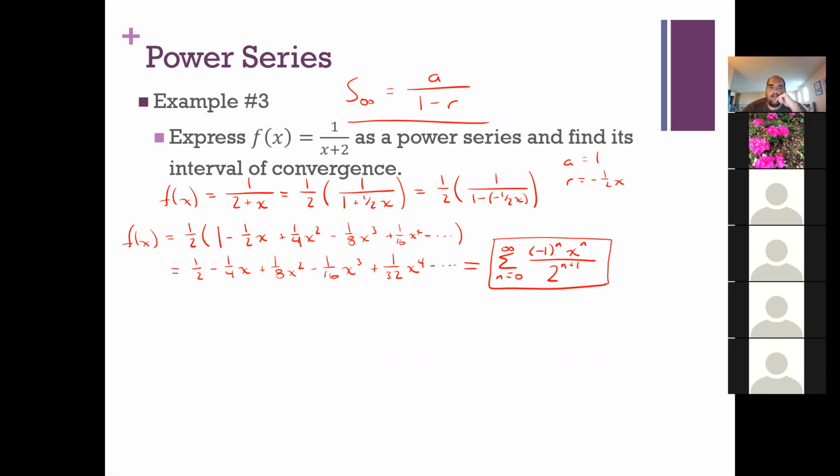All right, so from here I got my power series, so let's use the ratio test to find that interval of convergence, or at least to start finding it. So let's look at this limit.